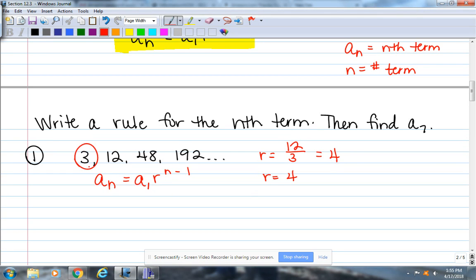And what's my a sub 1? 3. What does a sub 1 mean? It's the first term. So a sub n equals 3 times 4 to the n minus 1. You leave n's alone. And we can't do anything with this 1 because we don't know what n is.